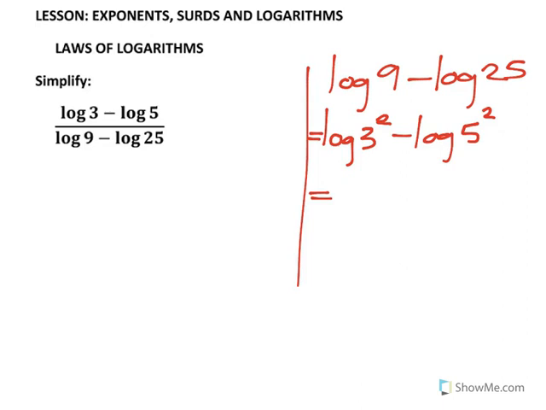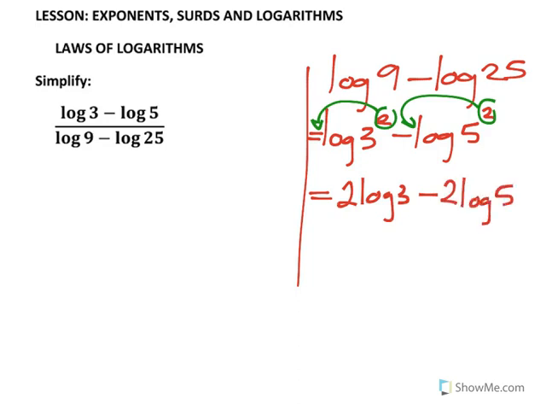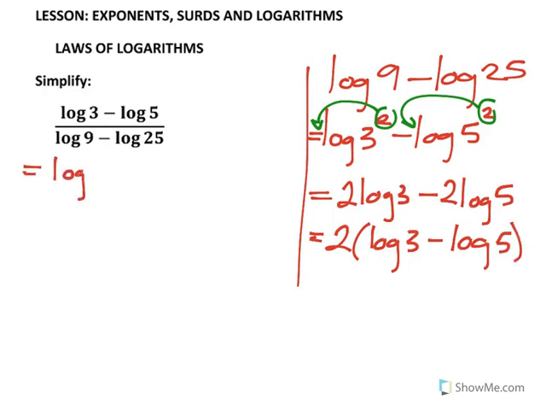Now, if you look at that, you have 3 squared. Remember, it's a power, it will drop down to the front there. This one also will drop down to the front there. So you'll have 2 log 3 minus 2 log 5. Now you can see 2 is common there. You can factorize 2 so that you can have log 3 minus log 5. Hence, when you continue with this method, you are going to have log 3 minus log 5 over 2.